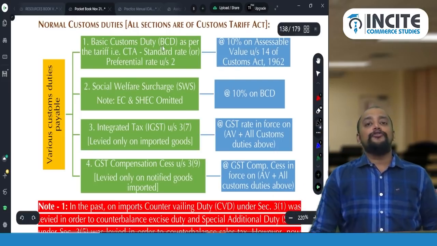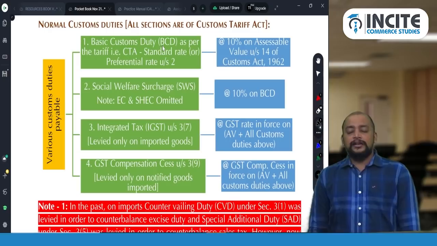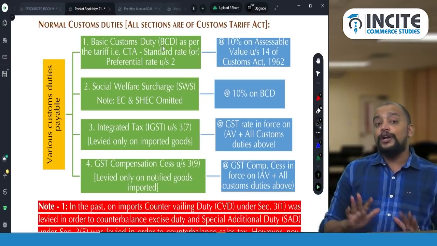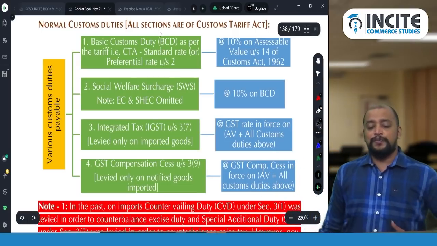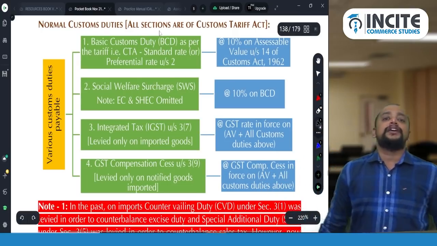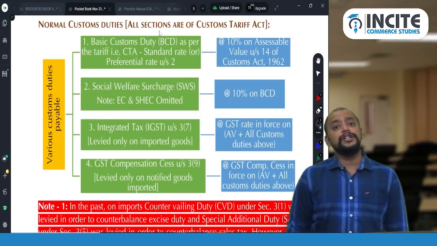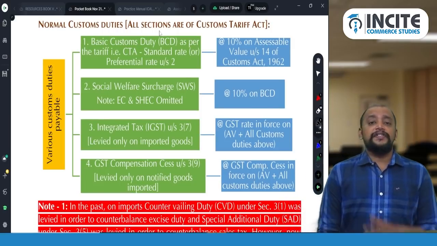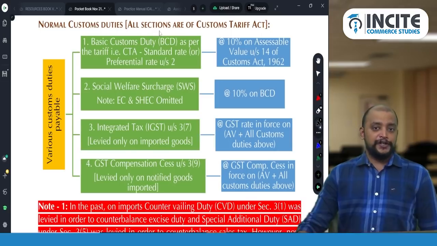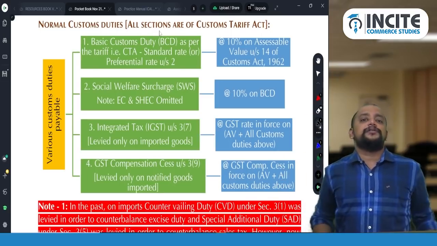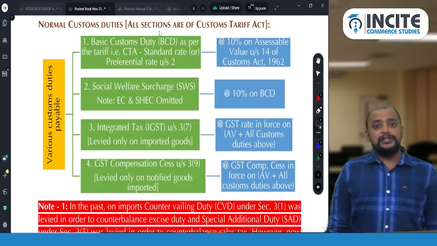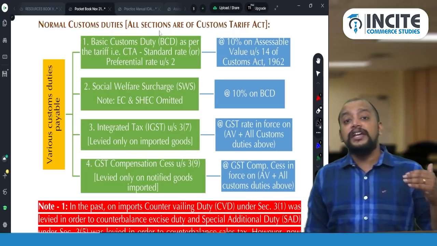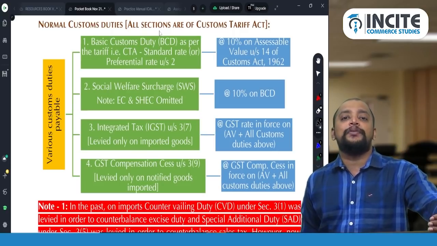So these are the 4 basic levies that are there when it comes to import of goods, only import of goods. In case of export of goods, only basic customs duty is payable, but others are not applicable. Sir, social welfare surcharge, no? Social welfare surcharge is also not applicable in case of export. It is only the basic customs duty that is applicable. Even IGST is also not applicable. GST compensation cess is also not applicable if export of goods is without payment of IGST.